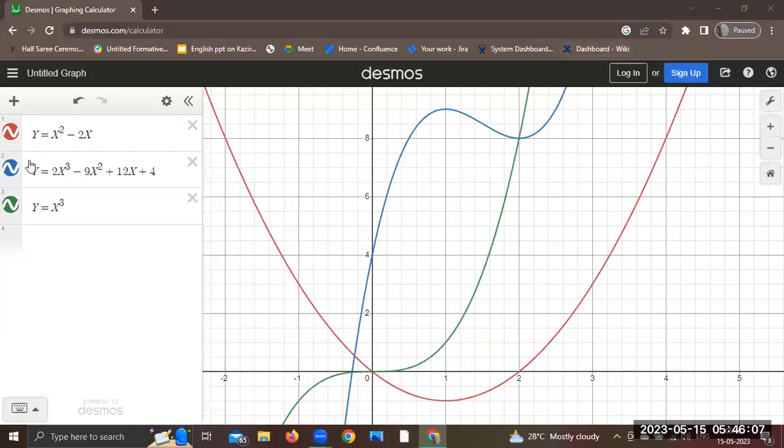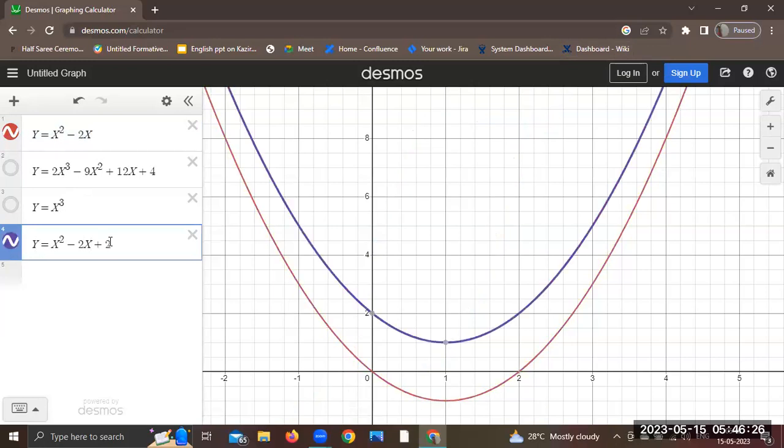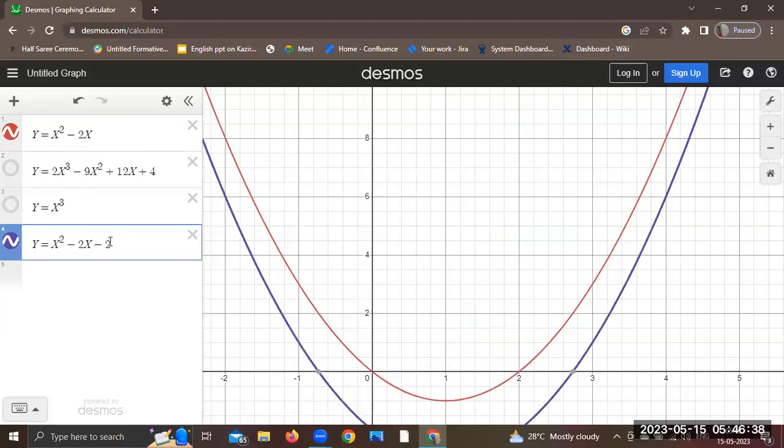Observe this. Let us remove all this. Let us take this function and just copy it. Oh, they overlap. It is blue, violet or whatever color it is. Let us do one thing. Plus 2. What happened? Tell me exactly, what happened to the graph? It shifted vertically upwards by 2. Let us do one thing. Minus 2. What happened? It shifted downwards. Okay.